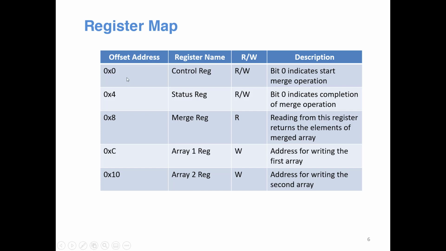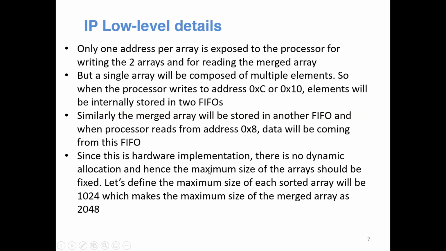Now this is the register map, the addresses and the names of the registers, whether they are read-write, read-only, or write-only, and what each register will be doing. So we have the control register, status register, merge register, array 1 register, and array 2 register. Now, only one address per array is exposed to the processor for writing the two initial arrays as well as for reading the merged array. But a single array will be composed of multiple elements.